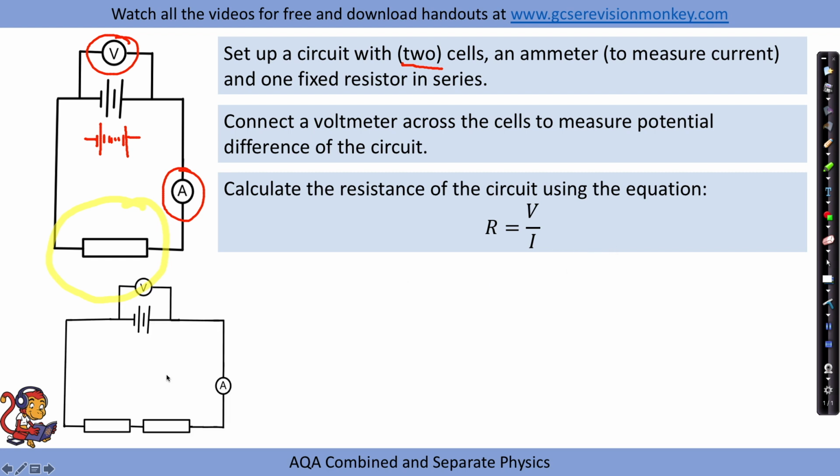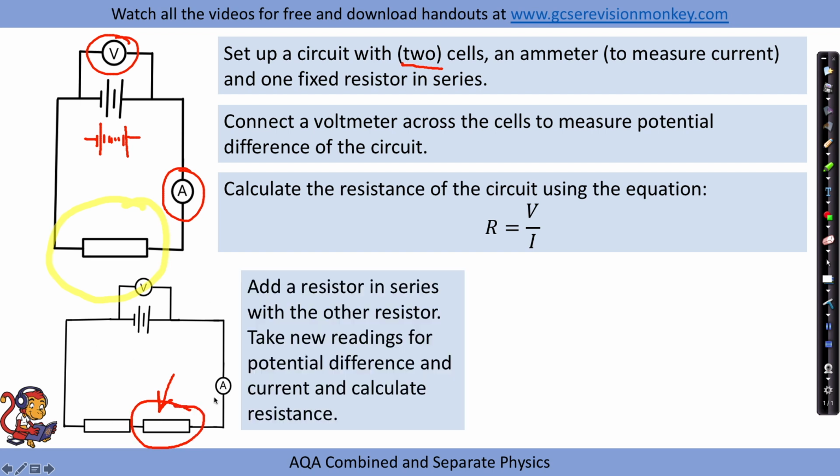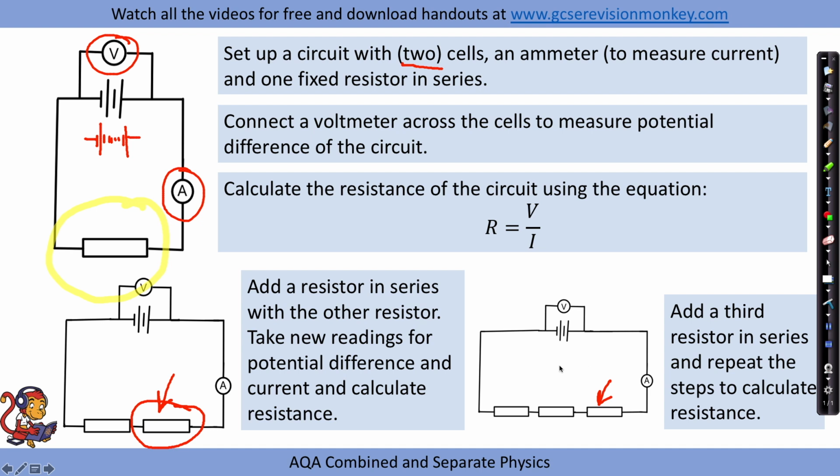We then add a resistor in series, and when we do this, we're adding the resistor next to the first resistor in exactly the same loop. So we add a resistor in series with the other one, we take new readings for potential difference and current, and then calculate resistance. We will then add another resistor in series with the other two, and again we will repeat the steps to calculate resistance.